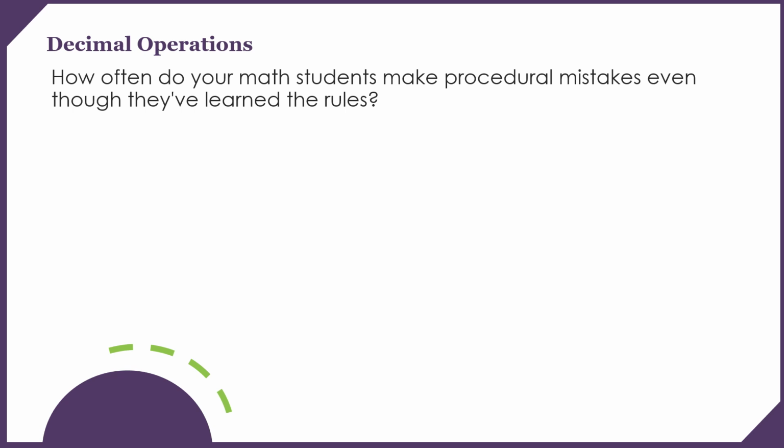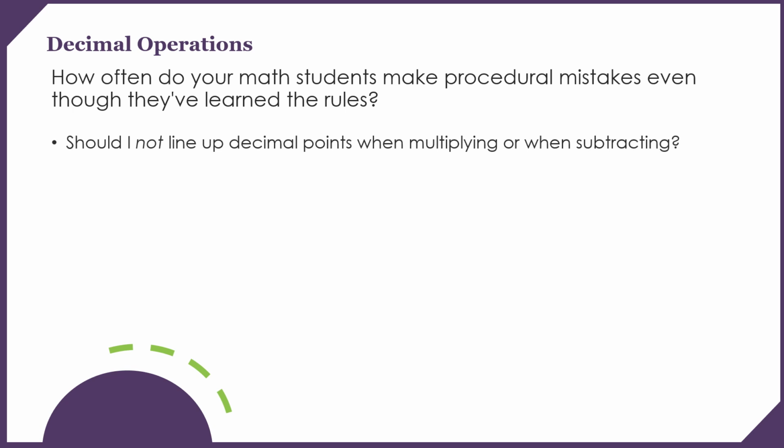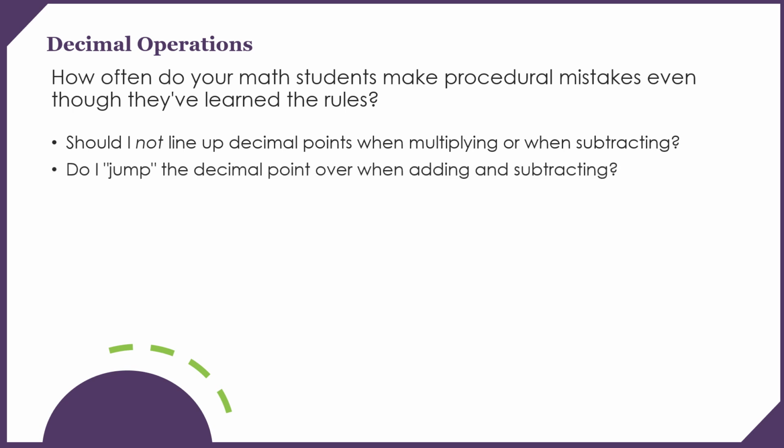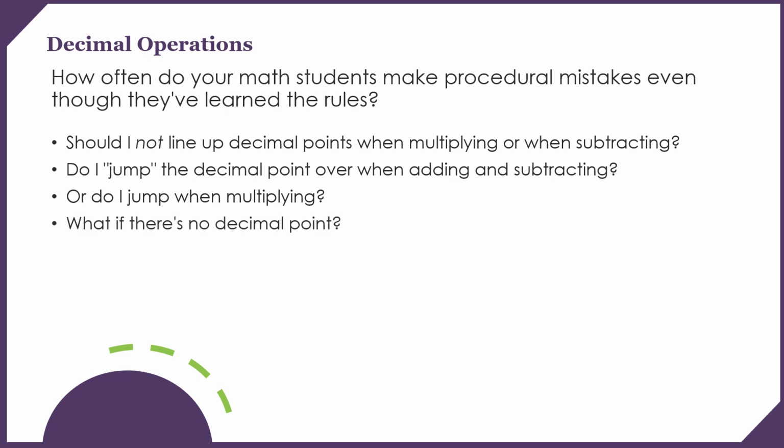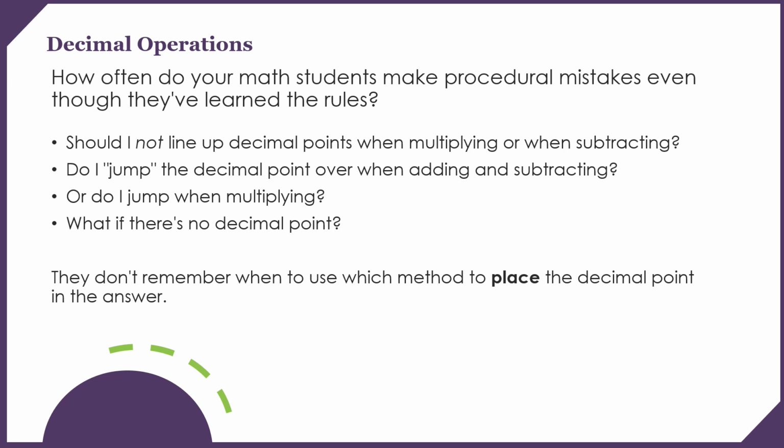In sixth grade math, again, students know there are rules, but they end up asking themselves things like, do I line up the decimal points when I'm adding or when I'm multiplying? Or do I jump the decimal point over when I'm adding and subtracting, or is that when I'm multiplying? What if there's no decimal point? What do I do then? They don't remember when to use which method to place the decimal point in their answer. So there are all these things that they have learned, but they still don't remember which rule applies to which operation.